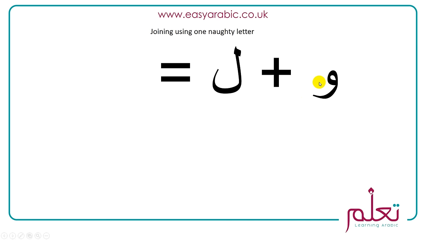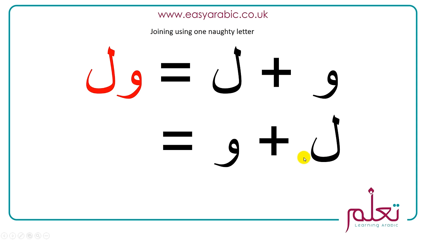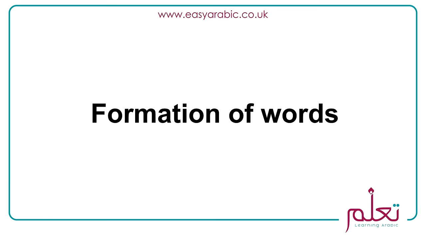One more example. We take the Waw and the Lam. Again, the Lam comes after the Waw, which means that when we join them together, they look exactly the same because the Lam can't join onto the Waw. If we then swap these two around, now the Lam is before the Waw, which means it can join. So just remember those six letters. If you're not sure, refer to the chart.